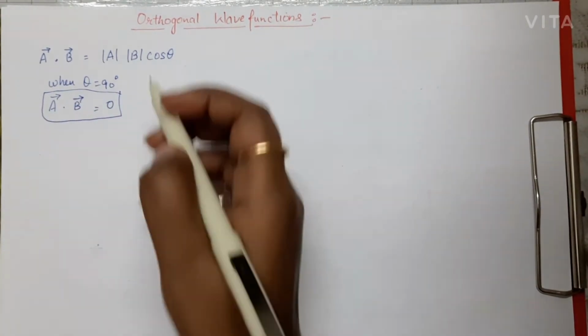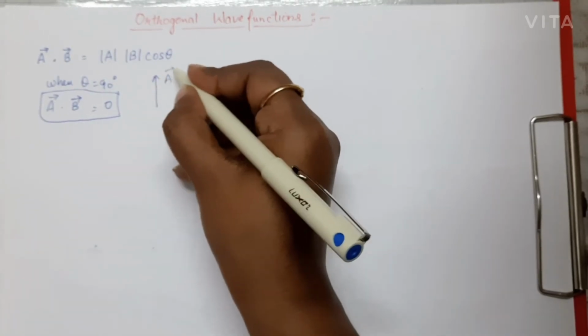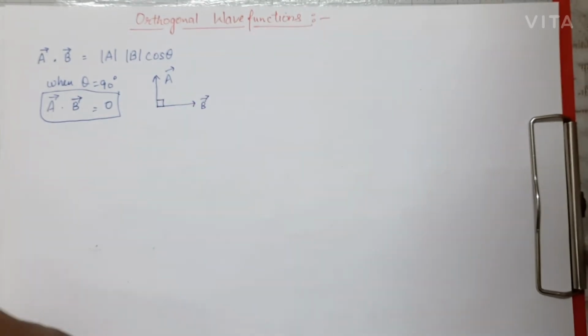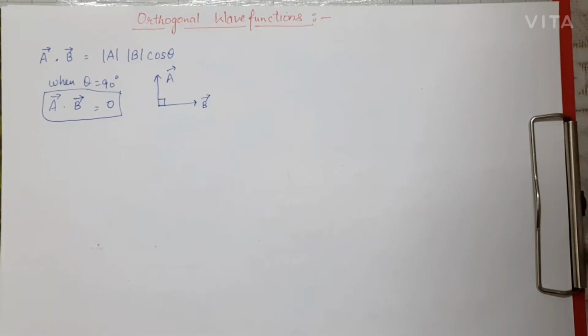When two vectors are at 90 degrees, suppose this is the a vector and this is the b vector, if they are at 90 degrees, that means they are orthogonal vectors, right? So this is the condition for orthogonal vectors.